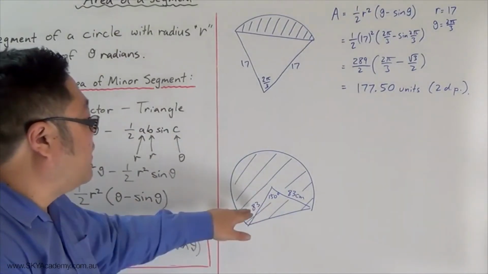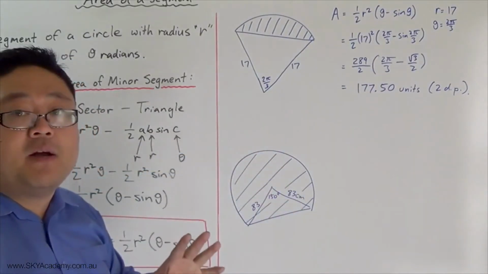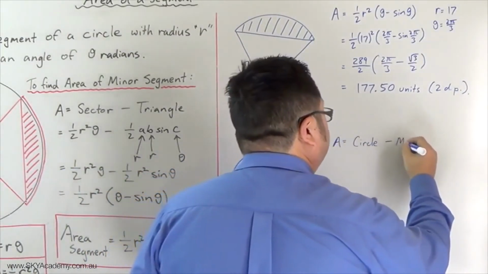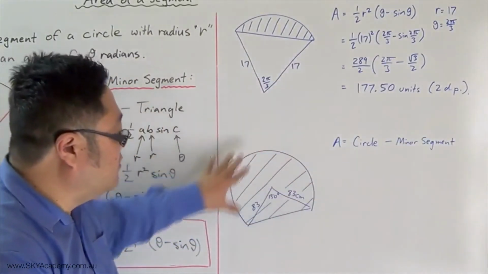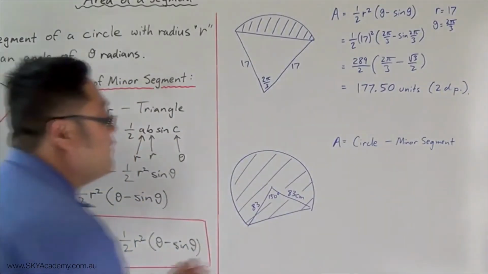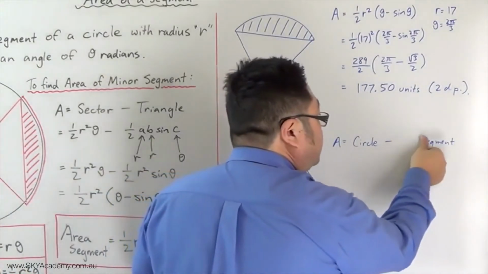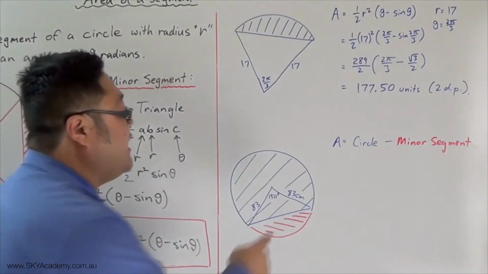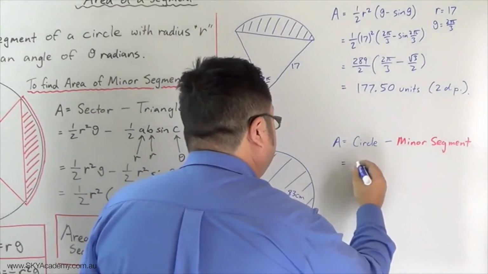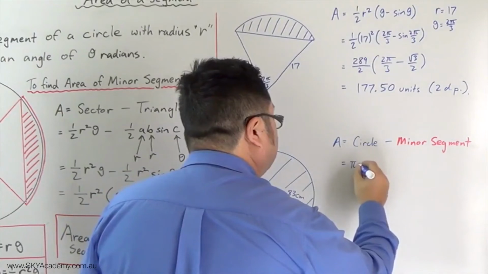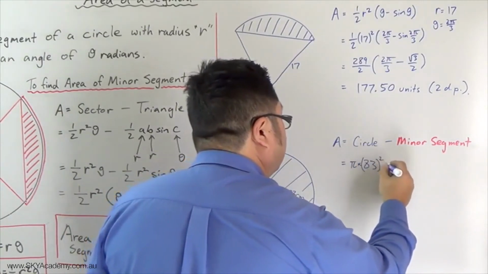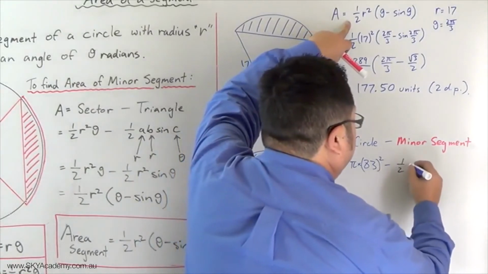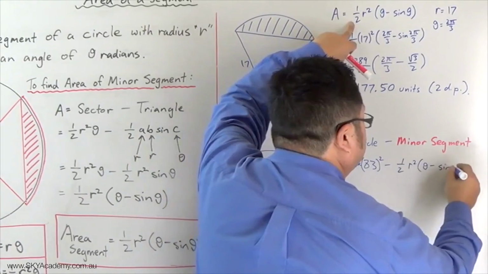Let's do this question because it's slightly different, okay? This time, we've got the major segment, not the minor segment. So the area of that is the whole circle minus your minor segment. Does that make sense? So your whole circle minus the minor segment, which I'll put in red, will give us the bit in blue. So it's the area of the whole circle minus the minor segment. Got it? Now the area of the circle is going to be pi r squared. So it's pi times 83 squared minus the area of the minor segment, which will be a half r squared times theta minus sine theta.